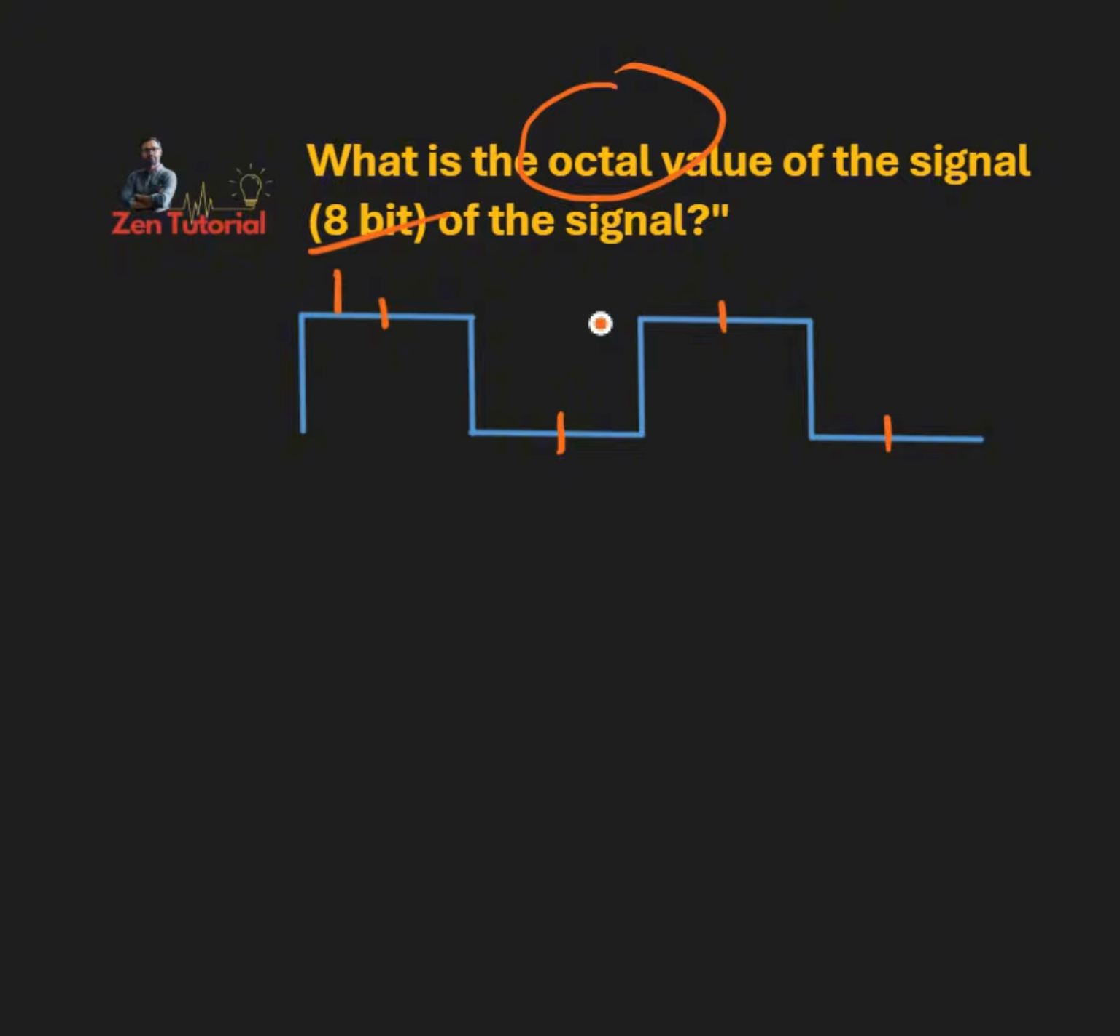So this is high, meaning 1, 1, low means 0, 0, high means 1, 1, and 0, 0. So the value of the binary form will be 1, 1, 0, 0, 1, 1, and 0, 0.